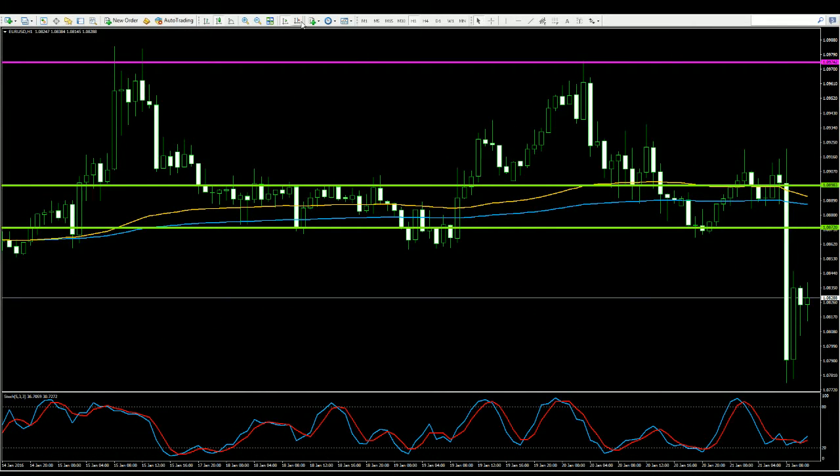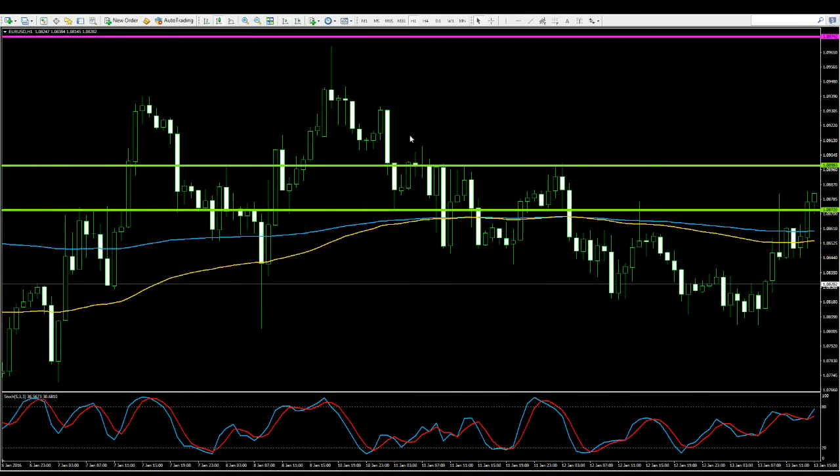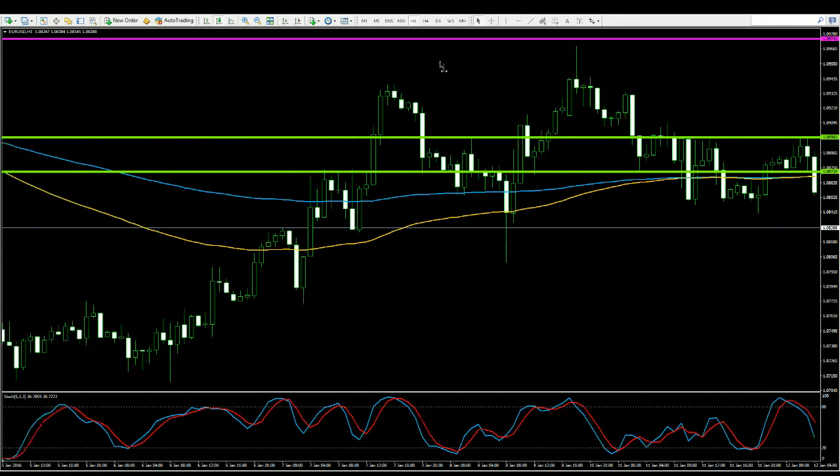If you now look further back here, you don't get these clear highs and lows, as you can see here. You get perfect oversold lows and peaks like that.